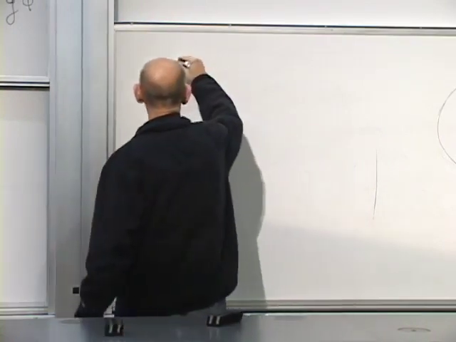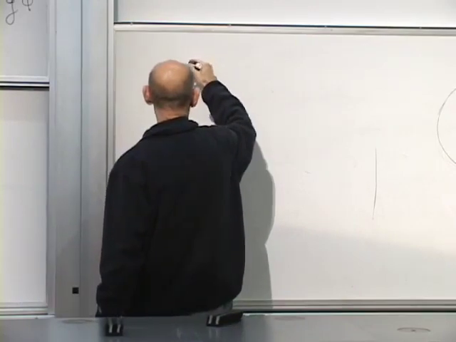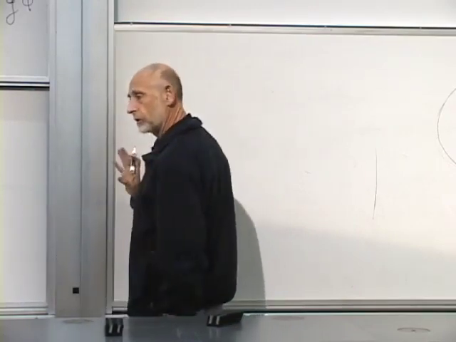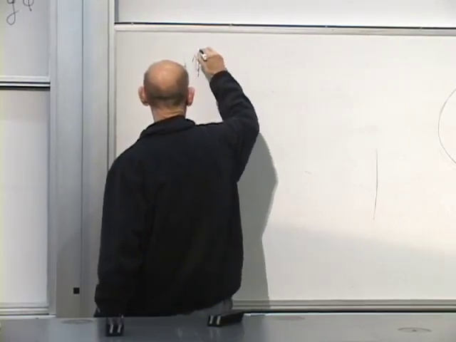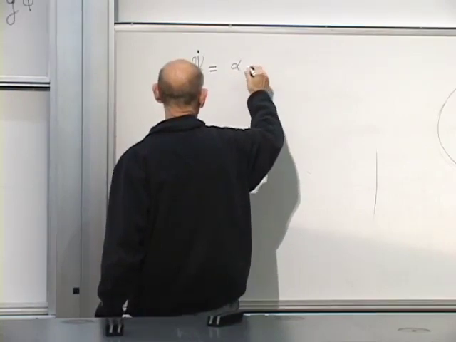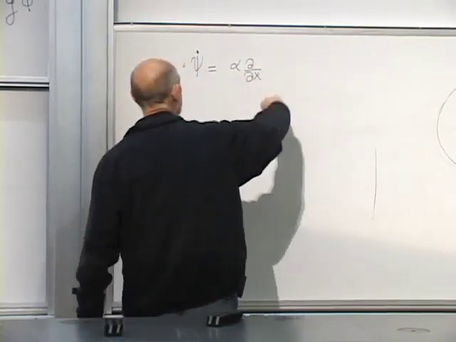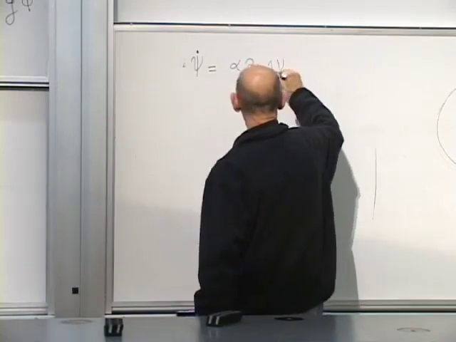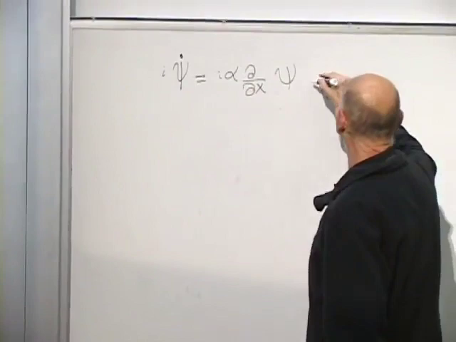What is the Dirac equation? It has the form i psi dot is equal to alpha derivative with respect to x of psi. I think there's an i here also. Anybody remember? I think so.